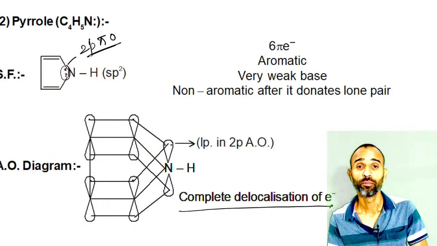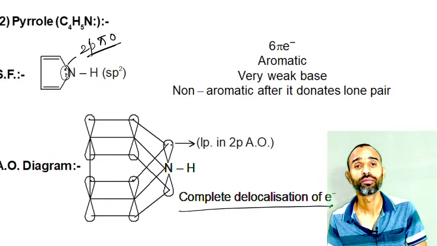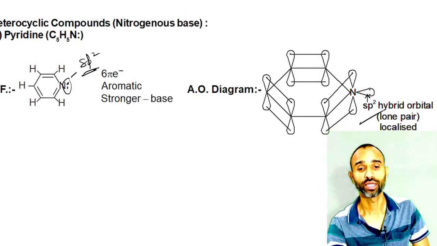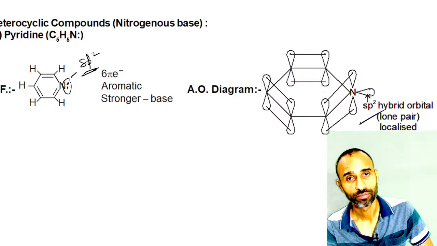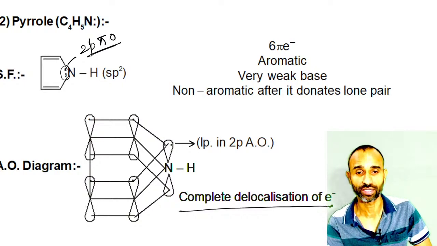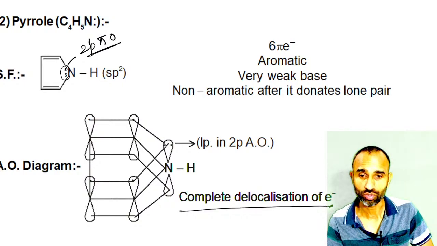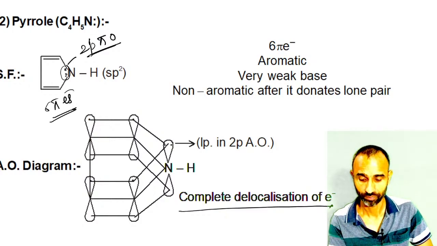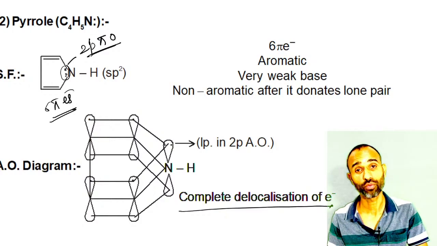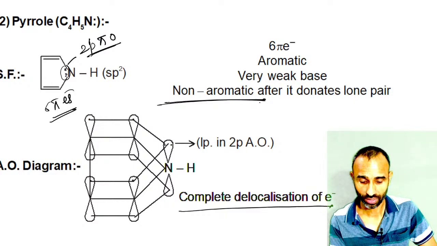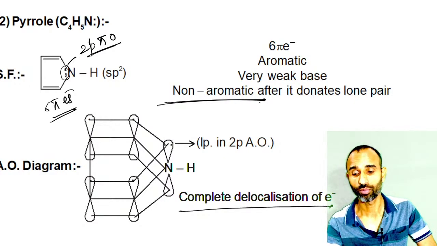That's why pyridine is more basic than pyrrole, because in pyridine you can see the lone pair is intact, but in case of pyrrole this lone pair is not intact, that is a part of the pi electron cloud, that's why it has 6 pi electrons. So it is a very weak base, because if it donates this lone pair it becomes non-aromatic, and you know aromatic compounds are more stable.